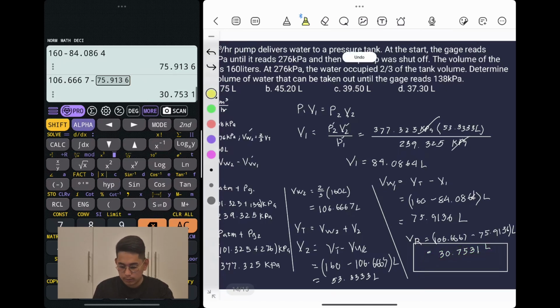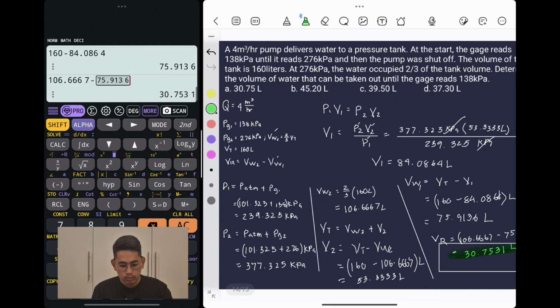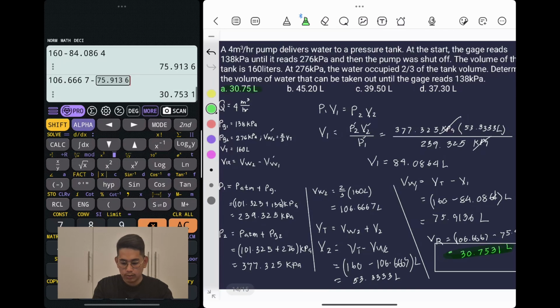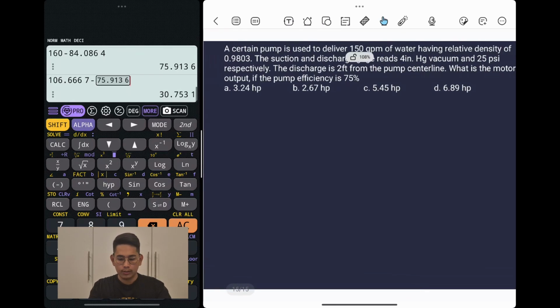So, 30.7531 pwede siya dito sa 30.75 na pinangmalapit. The answer is A. Ganun lang siya.